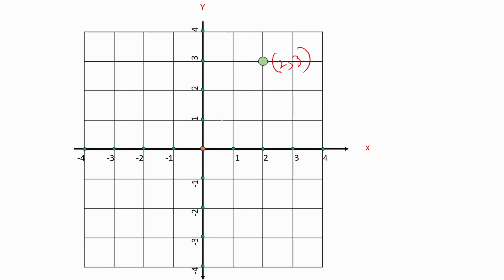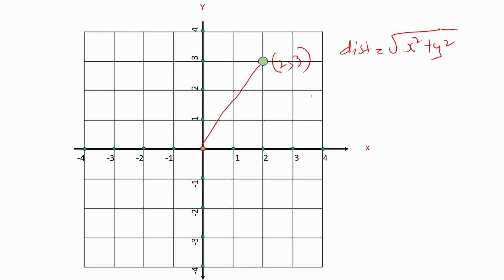Now if we were to find the distance between the origin and this point, then we could use a formula known as the distance formula, which can be directly derived from the Pythagorean theorem. And the formula is something like this: distance equals square root of x square plus y square.